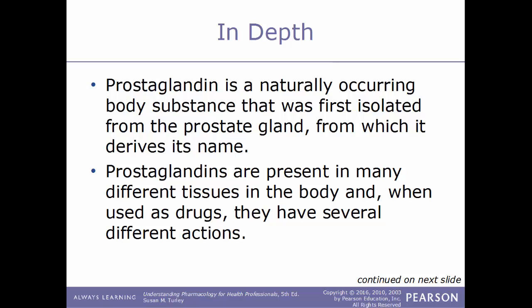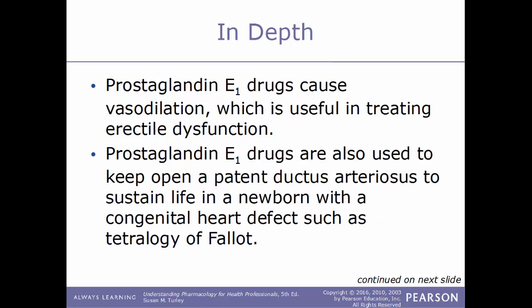Now, prostaglandin is a naturally occurring body substance that was first isolated from the prostate gland, which is where it derives its name. Prostaglandins are present in many different tissues in the body, and when they're used as drugs, can have several different actions. Prostaglandin E1 drugs cause vasodilation, which is helpful in treating erectile dysfunction. Prostaglandin E1 drugs are also used to keep open a patent ductus arteriosus to sustain the life of a newborn with a congenital heart defect such as tetralogy of Fallot.